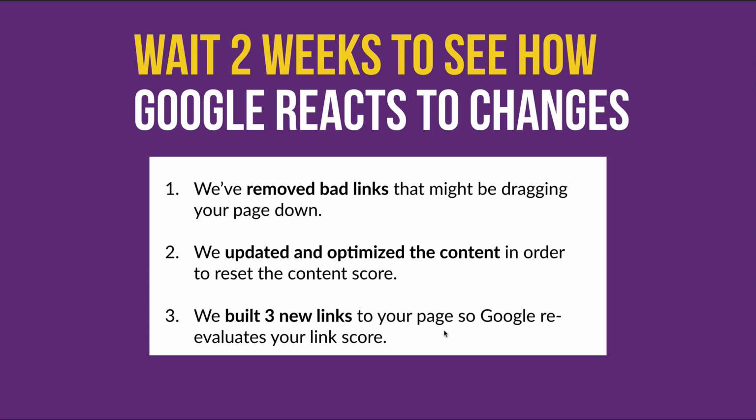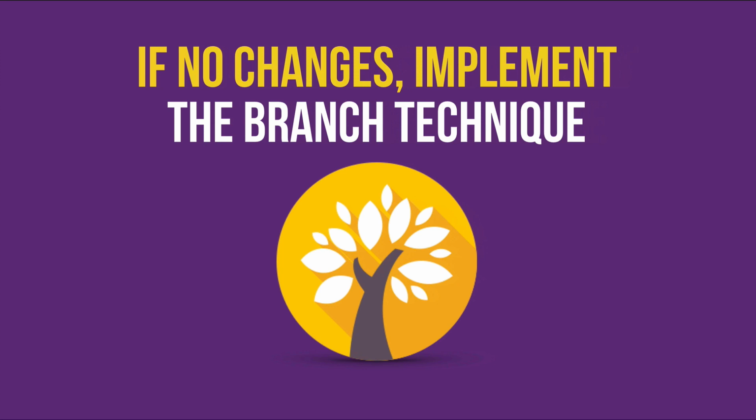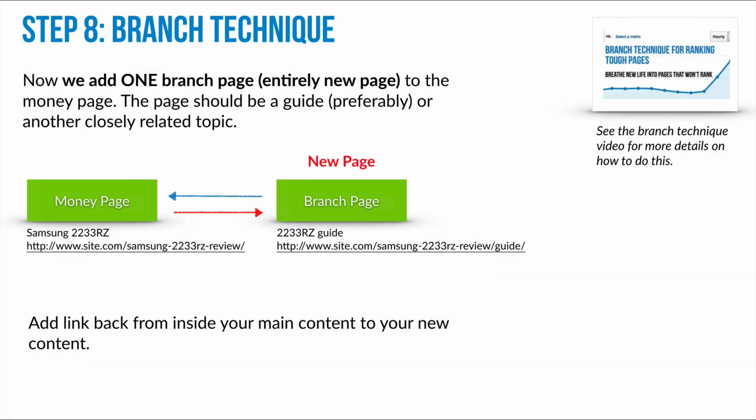If for any reason you don't, then we're going to move on to our backup or emergency next step, which is implementing the branch technique. Now, the branch technique is for those really stubborn pages. What I'm going to recommend you do is you add a branch page, which is an entirely new page of content, to the money page. When there's silo structures, essentially you want to have it as a child page to your main page.